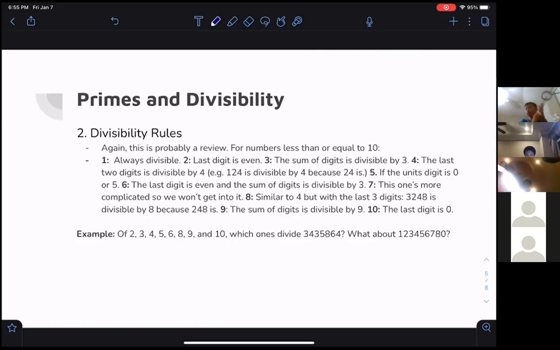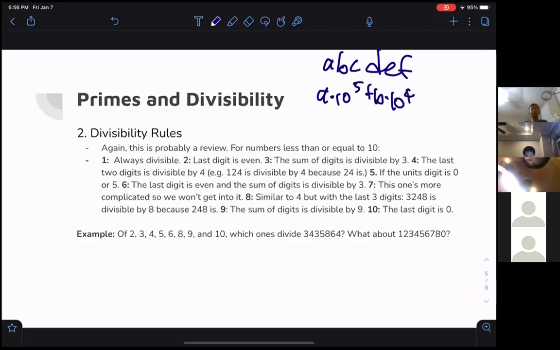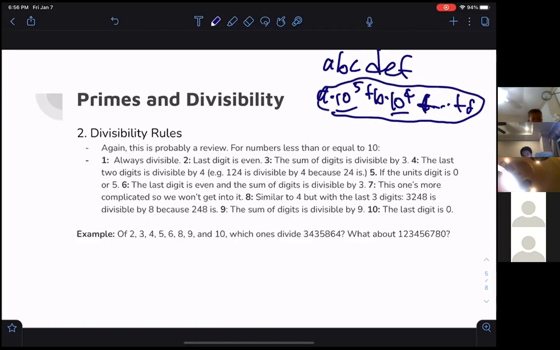Okay, so if we have a number ABCDEF mod 9, this is A times 10 to the 5th, B times 10 to the 4th, C times 10 cubed, D times 10 squared, E times 10, and F times 1. Now note that 10 is 1 mod 9, so these powers of 10 will always be 1. We're just left with the number itself expanded, which is congruent to A plus B plus C plus D plus E plus F.